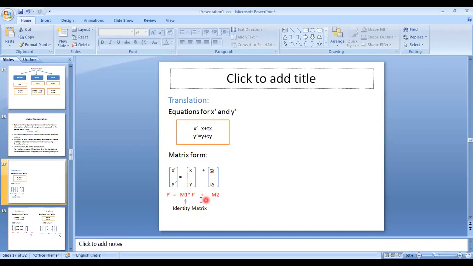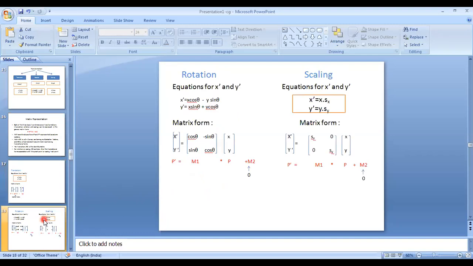This is how I will reduce my translation equation into matrix format. Is this clear? Now coming to the next parts, that is rotation and scaling. So now coming to rotation, what are the equations for rotation?